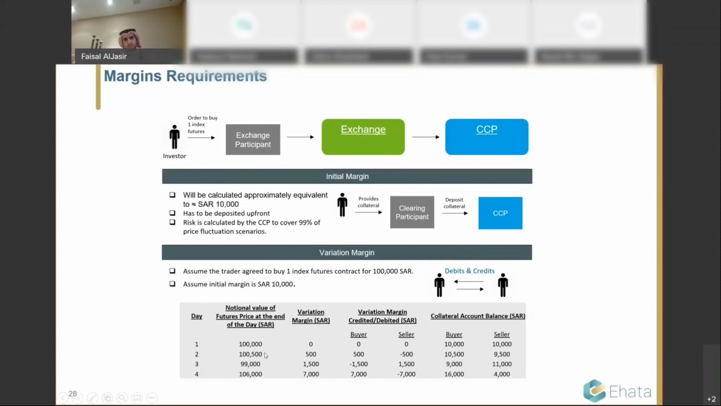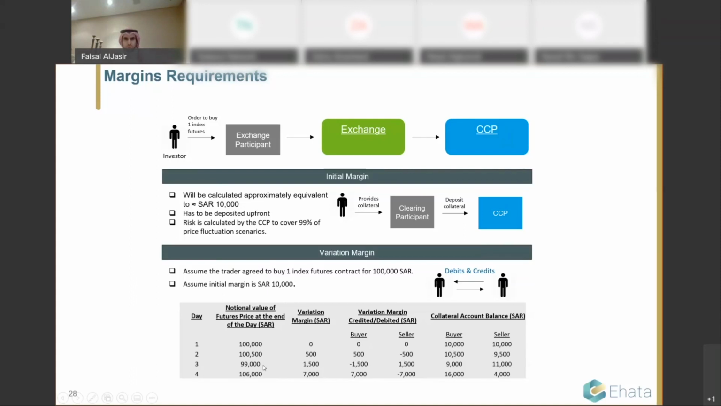It's 100,000. It becomes 100,500, and that variation here is 500. If you are a buyer, you have just gained 500, and if you're a seller, you have just lost 500. What happens to your collateral account is that you enter 10,000 here. The buyer entered 10,000, the seller entered 10,000, both the same. However, on day two the buyer has just gained 500 and the seller has just lost 500, and the seller will see his account as 9,500 on the second day.